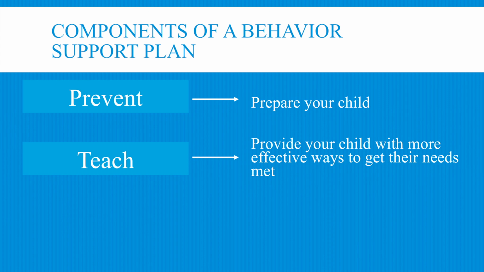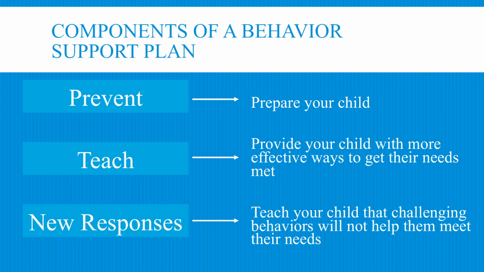This leads to the third component of a behavior support plan, focusing on developing new responses to your child's challenging behaviors. How we respond to challenging behaviors teaches children what will and will not work to get their needs met. When we provide children with access to what they want following challenging behaviors, we teach them that this is an effective way to communicate their needs. This component of the behavior support plan helps you make sure we are responding to children in a way that teaches them that challenging behaviors will not help them access what they want.